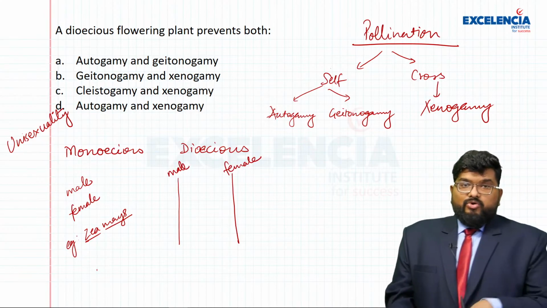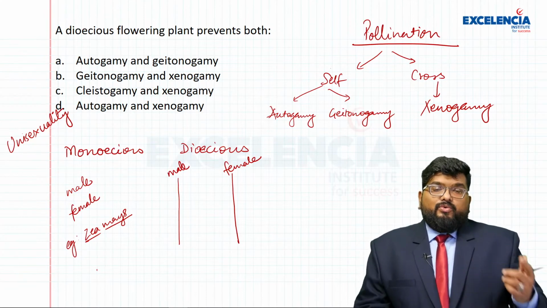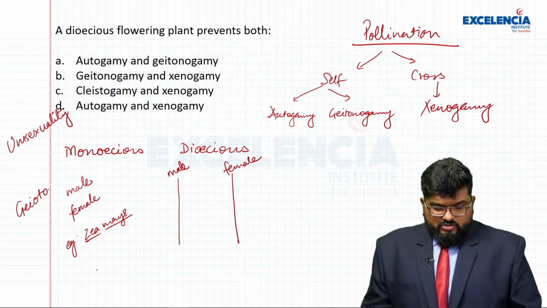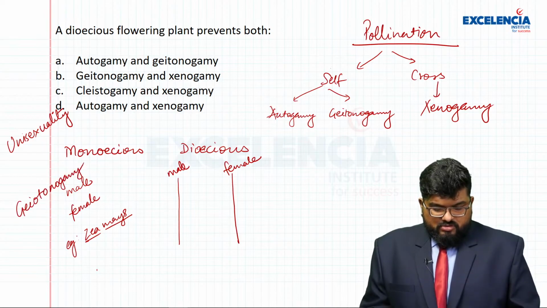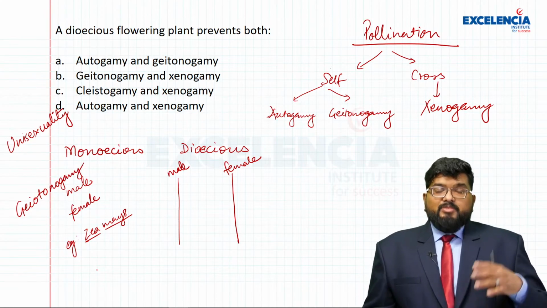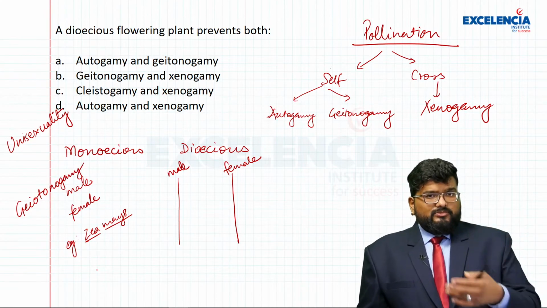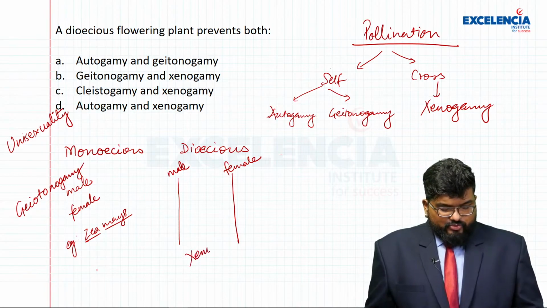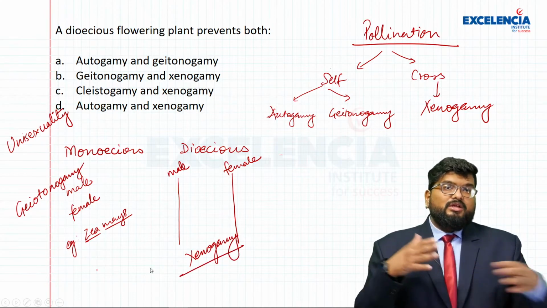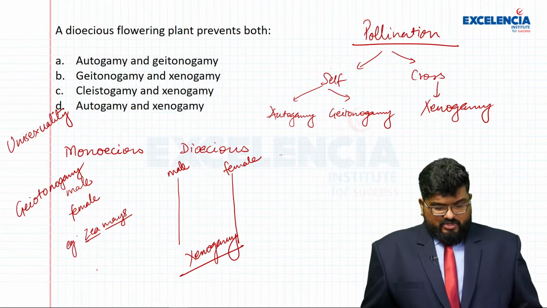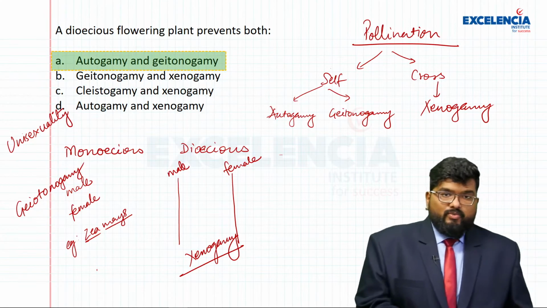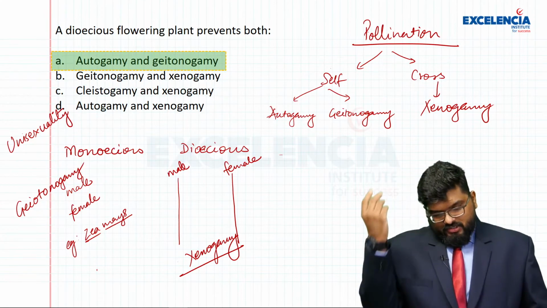So monoecious condition, even though it does not give you xenogamy, it gives you geitonogamy, not autogamy. Dioecious plants is going to give you true xenogamy, right? It cannot give you autogamy, neither can it give you geitonogamy. So autogamy and geitonogamy, both are prevented when we talk about a dioecious flowering plant.